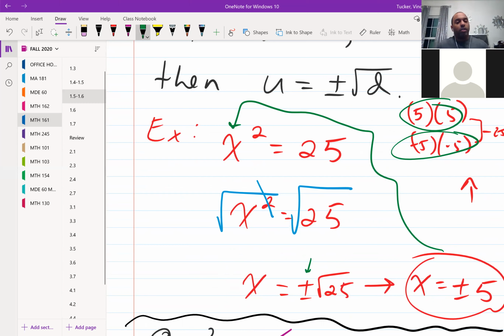So whenever you're taking the square root of both sides in order to solve, you have to use plus or minus on the side that it didn't cancel out.